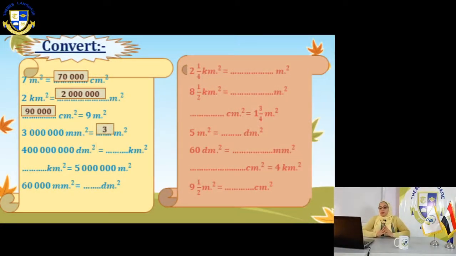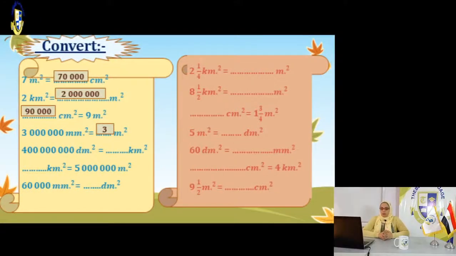Okay. From 400 million squared decimeter to squared kilometer, we also divide. Divide by 100 million, it will be 4. From 5 million squared meter to squared kilometer, we also divide. Divide by 1 million, it will be 5. From 60,000 squared millimeter to squared decimeter, also from small to big, we divide. Divide by 10,000, it will be 6.